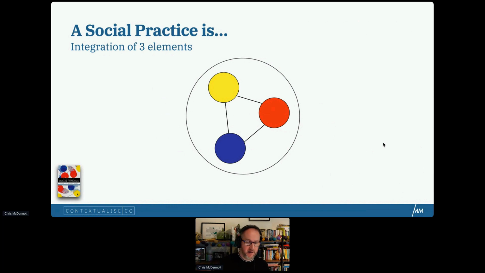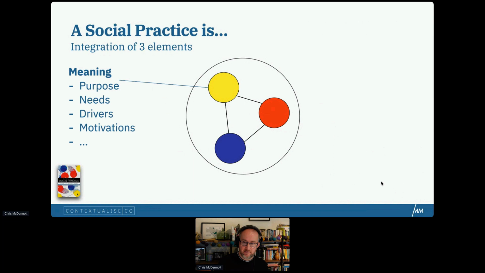These 3 elements are, first, meanings. So to do something, think about what you've just done in writing your name. You've taken part in the exercise. That might be the meaning for it. You might want to share your name. But the purpose, the needs, the drivers, the motivations is one key element. The meanings of practice.